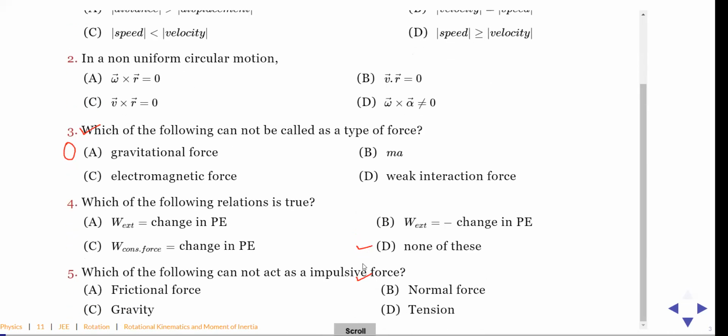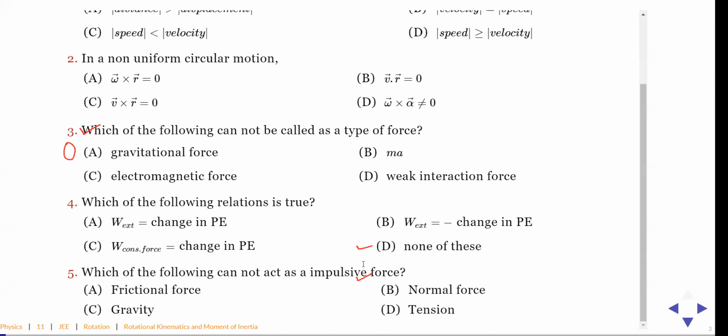Okay, fourth one, which of the following relation is true? Tell me, this is from the previous chapter, which we have seen many times, work done by external force, work done by conservative force. Okay, option two. Many people will get the fourth one wrong, I know. Many people will get the fourth one wrong, right?